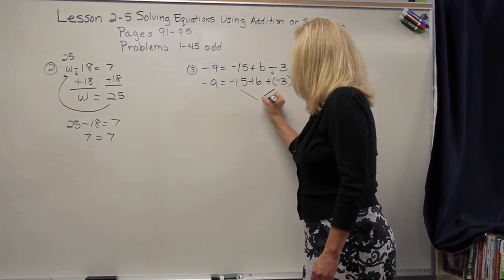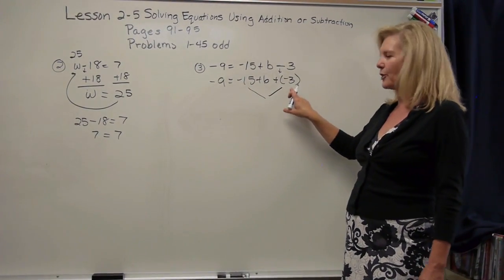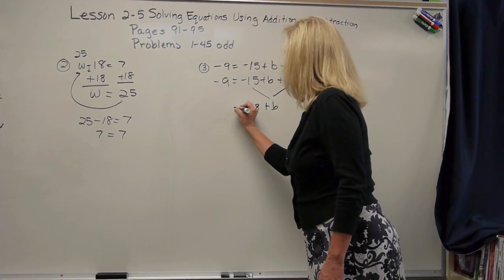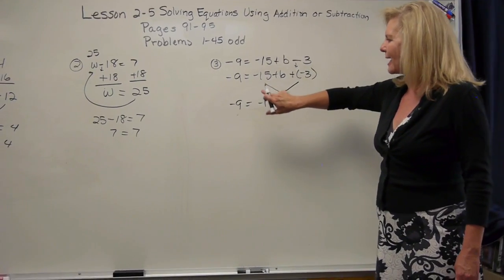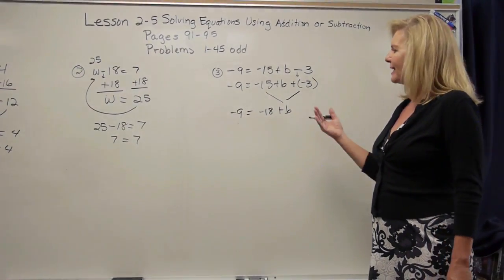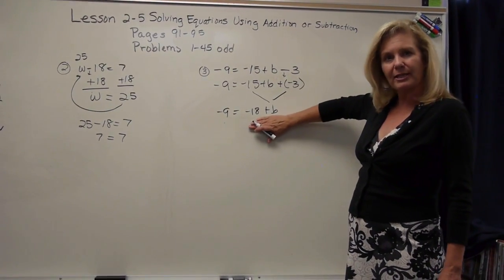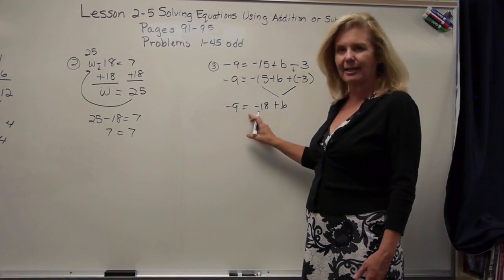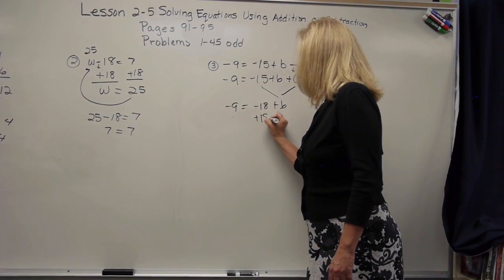So now I'm going to gather the constants. I have 15 reds and 3 reds, therefore I have 18 reds, or -18. Once I get it to the point where I have a variable and then one set of constants attached to it, now I'm ready. Again, I'm going to want to use inverse operations, starting with the side that has the variable. So right now, I see I have -18 or 18 reds. To get rid of those 18 reds, I'm going to add 18.